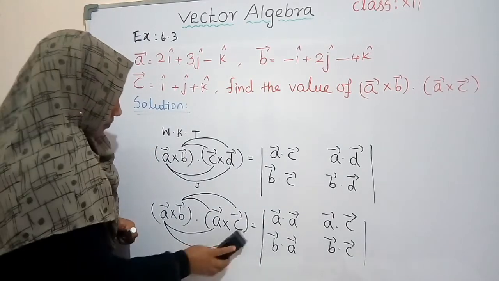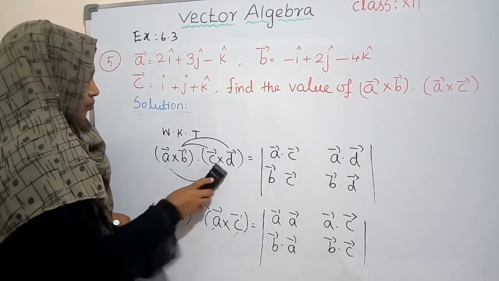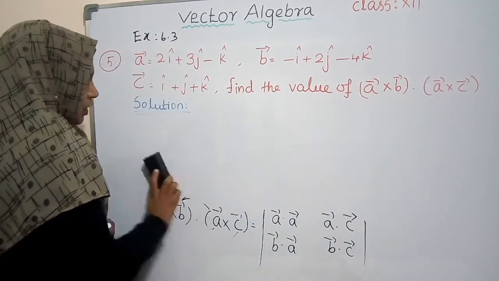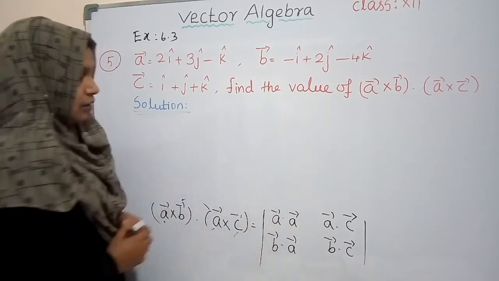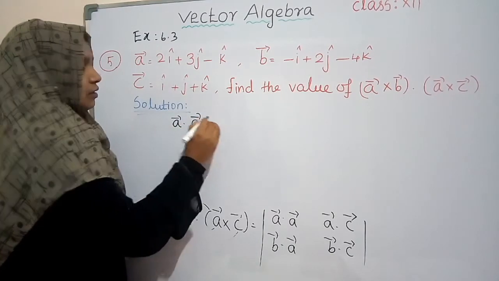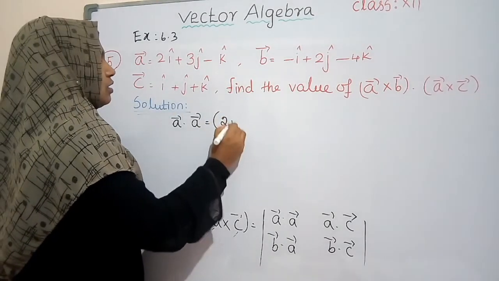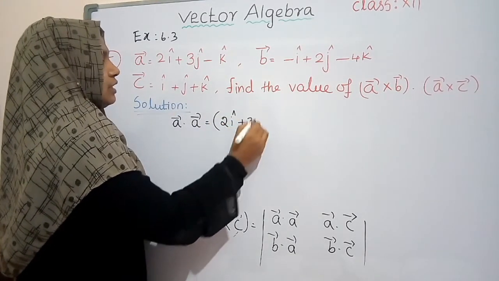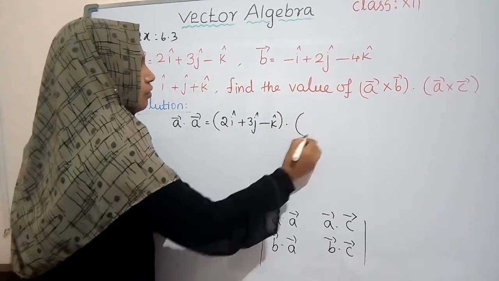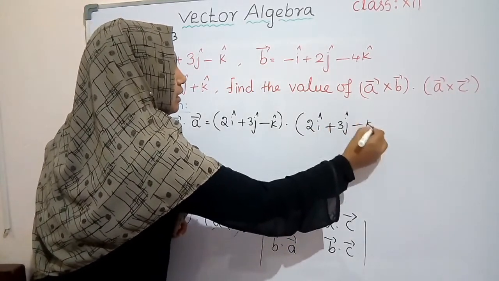Yes, let's see. So here I am going to use these dot product values. First one is A vector dot A vector. So what is A vector dot A vector? A vector value is given here. It is 2i cap plus 3j cap minus k cap dot, again A vector only. So we can write 2i cap plus 3j cap minus k cap.